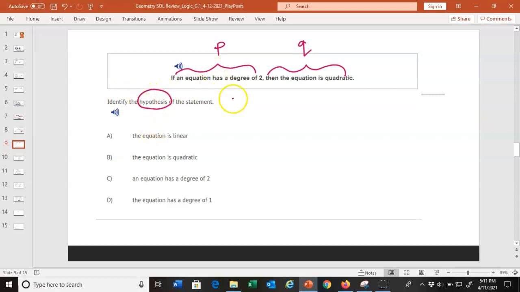So remember, the hypothesis is the if part, the first part. So that's what we're looking for. An equation has a degree of 2. It is C. That's it.